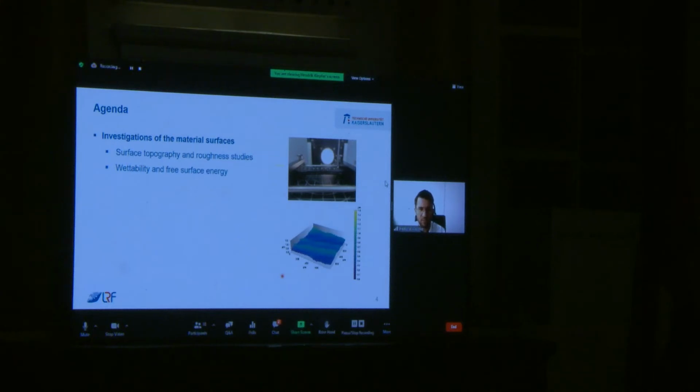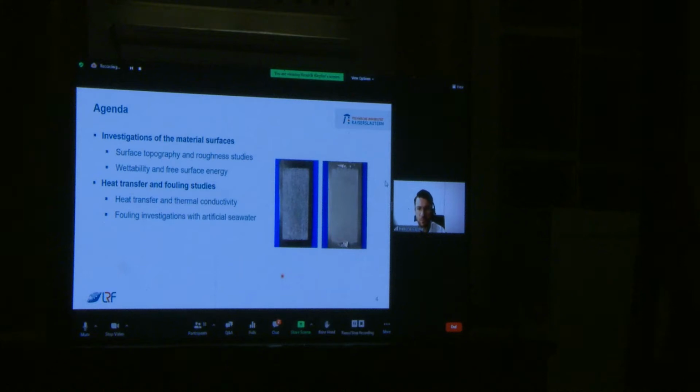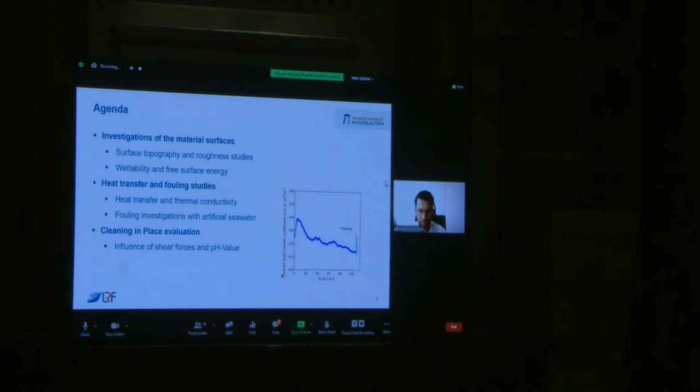At first, the studies of the material surfaces, the investigations of the overall heat transfer coefficients and asymptotic fouling resistances with artificial seawater, and approaches to a cleaning in place of the materials after the formation of a salt layer. And thereby the results were always compared with those of the chosen reference material, stainless steel 316L.